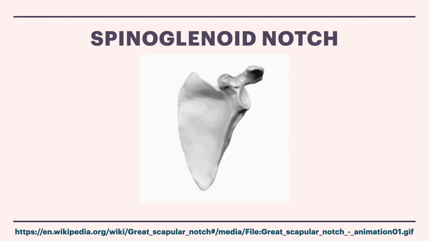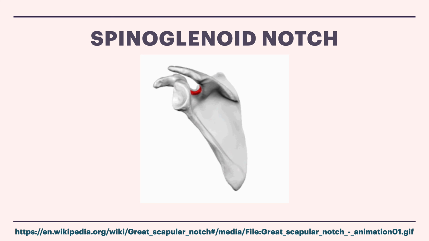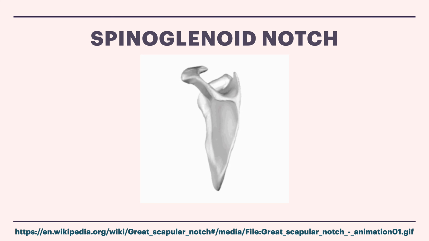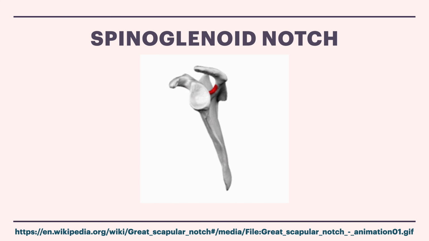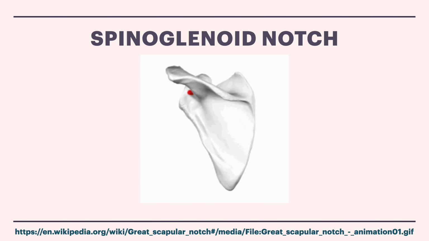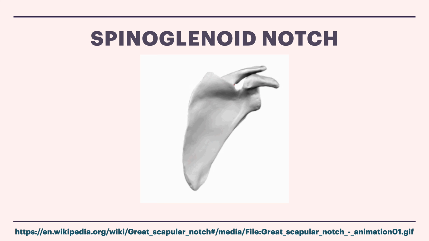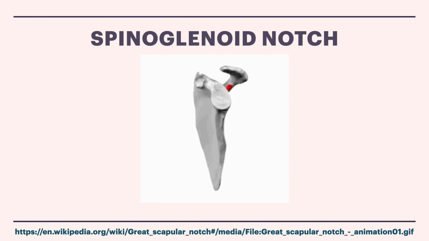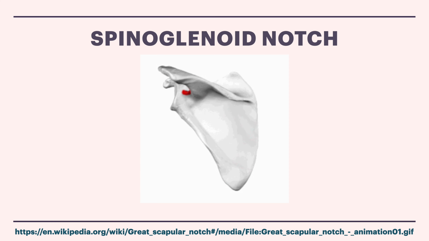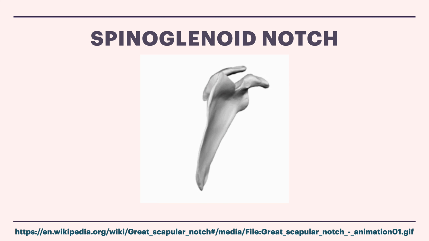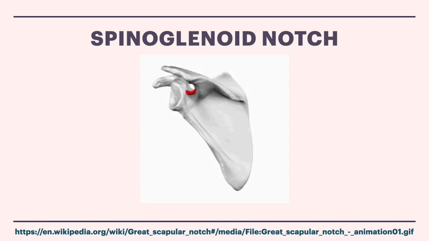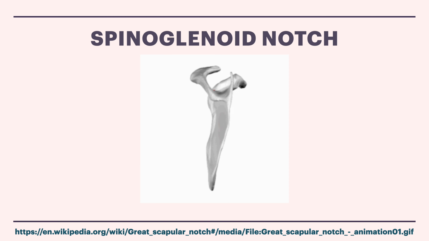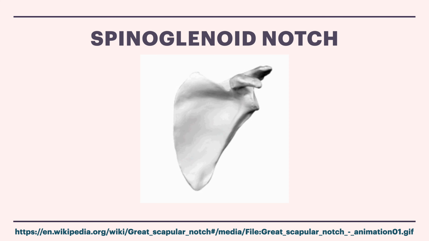Now, the spinoglenoid notch is a little bit different, and it's shown there in red, and it basically separates the supraspinatus from the infraspinatus, and it's a gap where the suprascapular artery and suprascapular nerve travel to innervate and give blood supply to the infraspinatus muscle. If a cyst forms there or a mass forms there, it will only take out the suprascapular nerve that innervates the infraspinatus and will spare the supraspinatus.